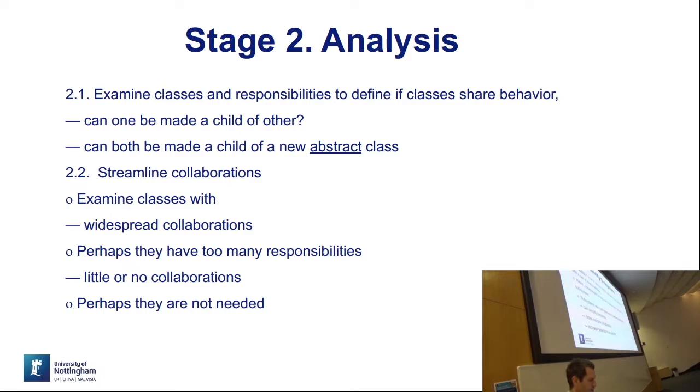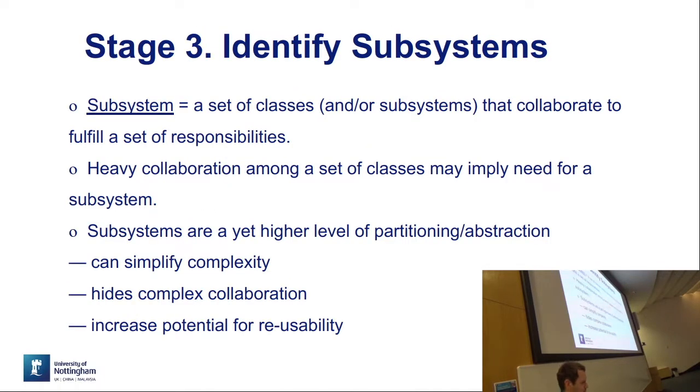Stage 3 of the design process is identifying subsystems, right? A subsystem is a set of classes that carries out a specific function or that collaborates to fulfill a set of responsibilities. Collaboration amongst a set of classes may imply some sort of subsystem. Subsystems are a higher level of abstraction than objects. It's a group of objects and a group of responsibilities, and they're all related somehow.